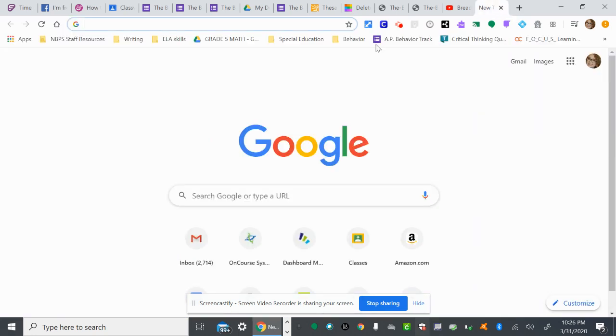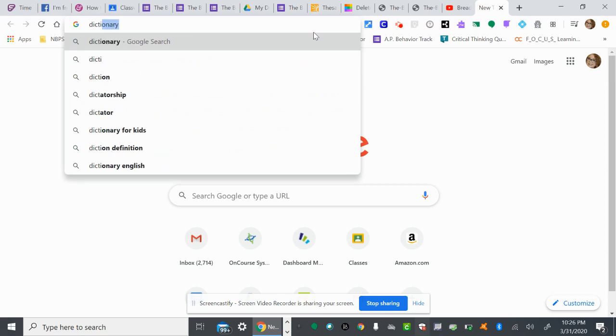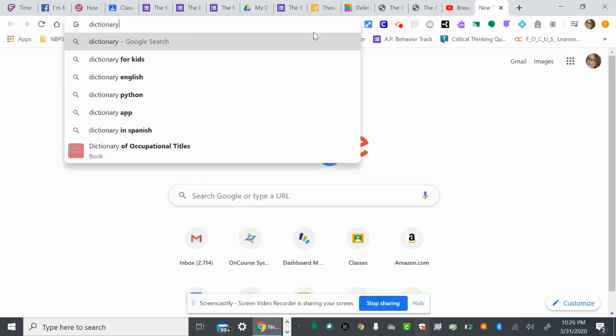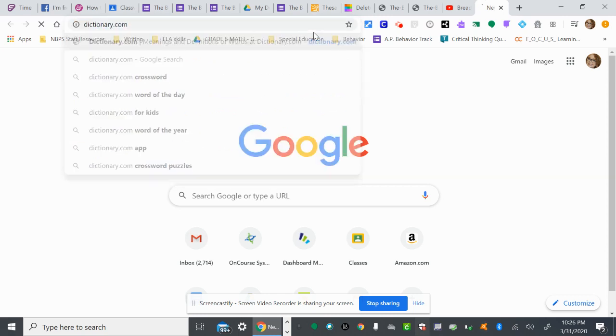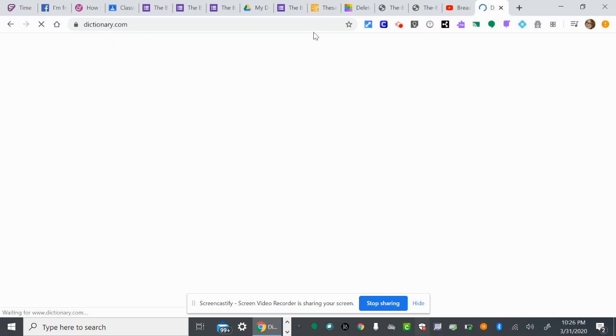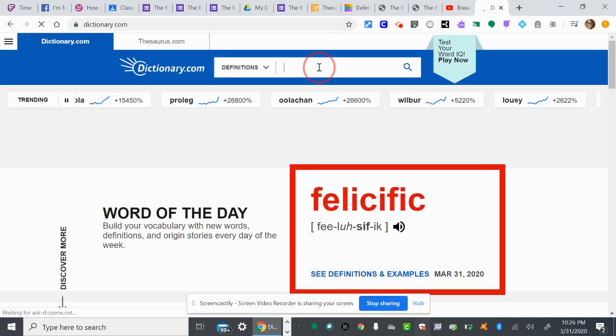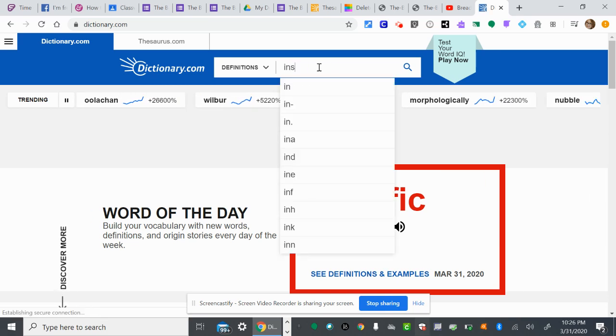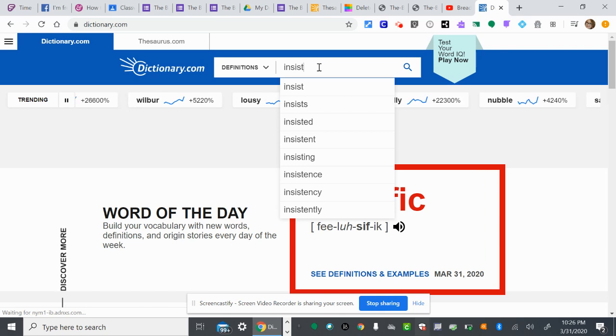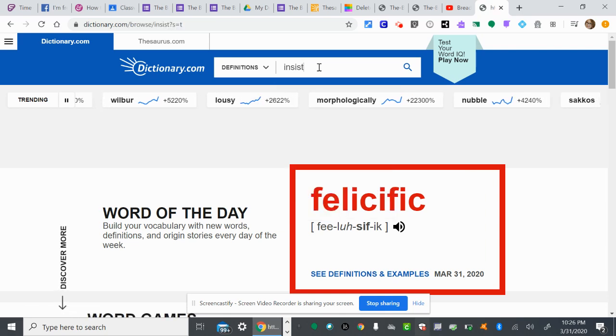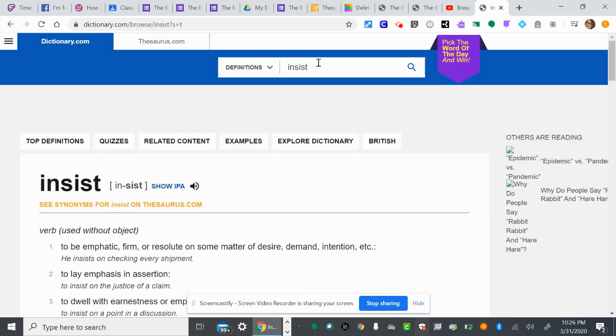And I could even go to dictionary.com, and it's the same as thesaurus.com, where I can put in a word in the toolbar. I'm looking up the word insist.